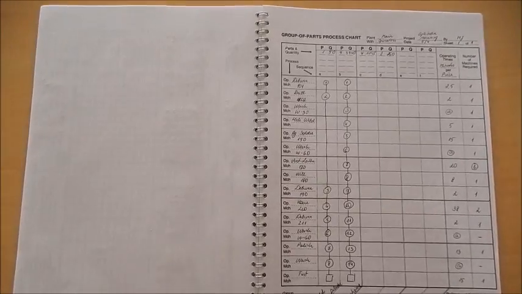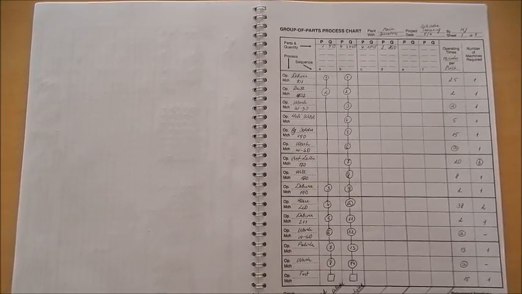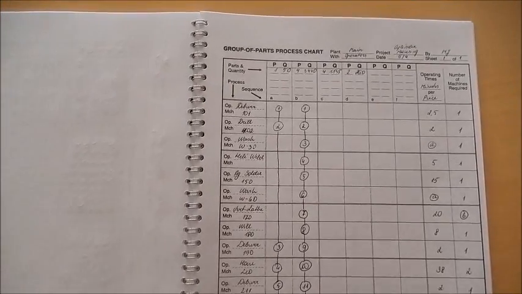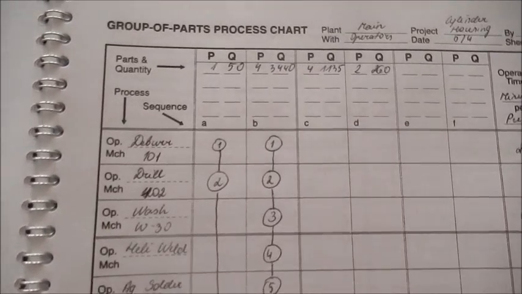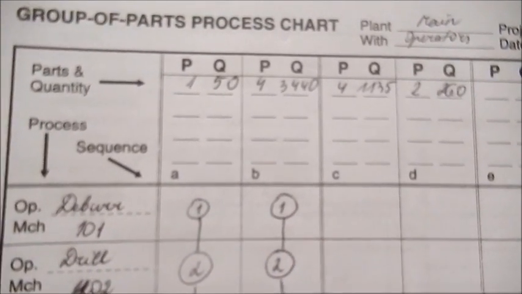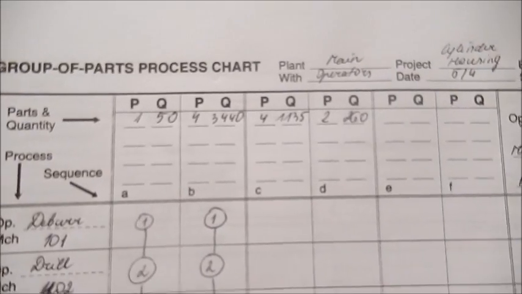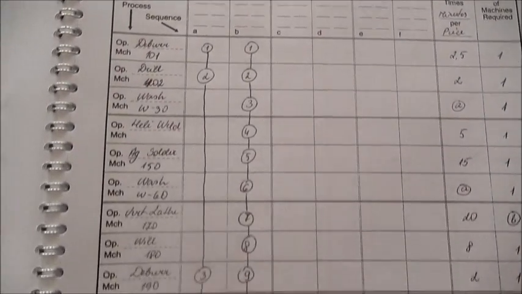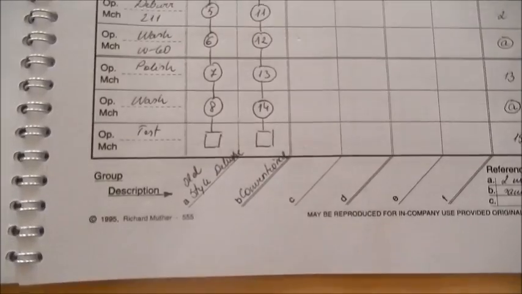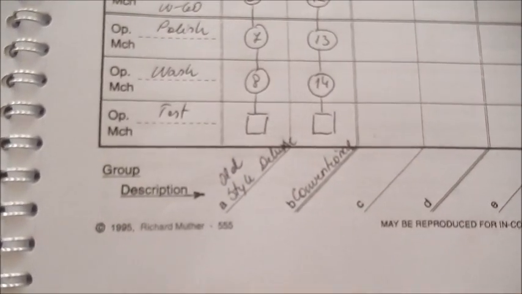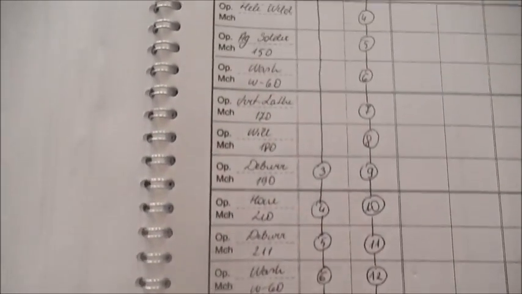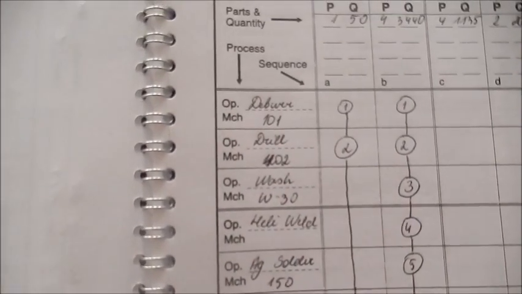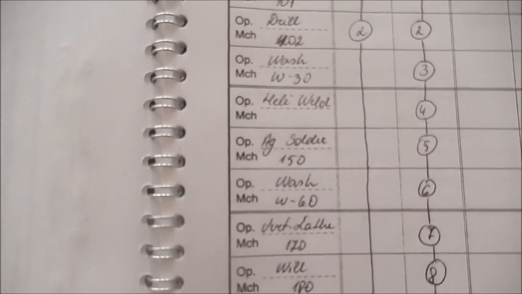The third sheet is the group of parts process chart. In this step we have to analyze the process and to describe the operations that change parts. First of all, we have to write down the part numbers and quantity per year to be produced. Also, it is useful to write the name of each class at the bottom of the form, for example, old style, deluxe or conventional. Then we have to enter the name of each operation, for example, drill, wash, polish, and the number of machines that are doing those operations.